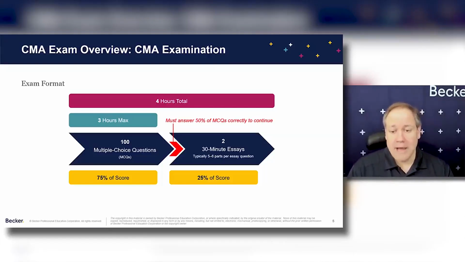Now, how does the score work? Well, that's going to be 75% of your final score is based on those multiple choice questions. The remaining 25% comes from the second section, which are 2 30-minute, what they call essay questions. You might call them multi-part problems because each of those essays, based around a central fact pattern, are going to have 5 or 6 questions, specific questions, that you're going to respond to. Those responses for those essays then represent the remaining 25% of your final score.